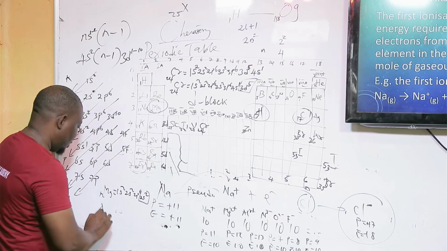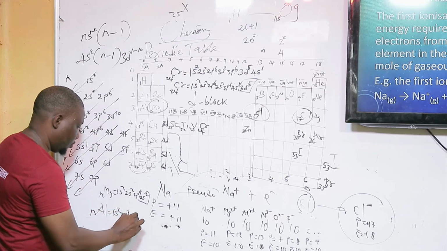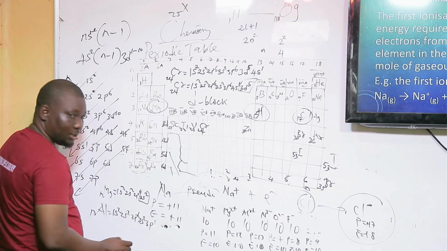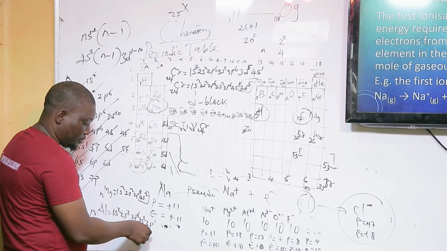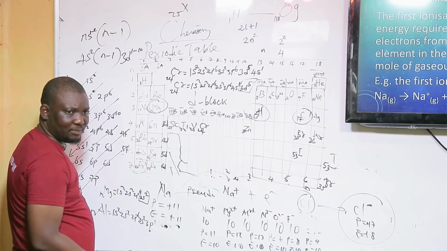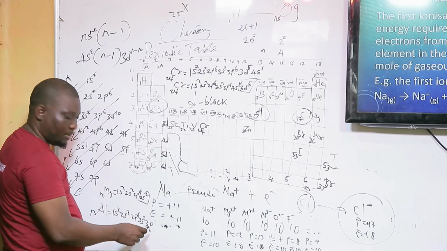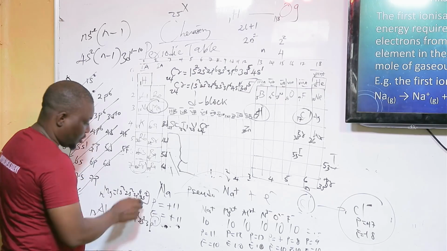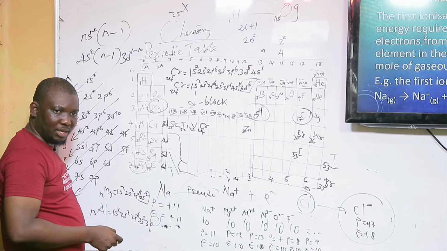If you compare it with aluminium 13, we have 1s2, 2s2, 2p6, 3s2, 3p1. The last subshell is 3p1, isn't it? So it means that this p subshell is not filled with electrons. It means that the energy available to remove this electron from this subshell will be much smaller compared to doing this, because doing this is like breaking the stability.